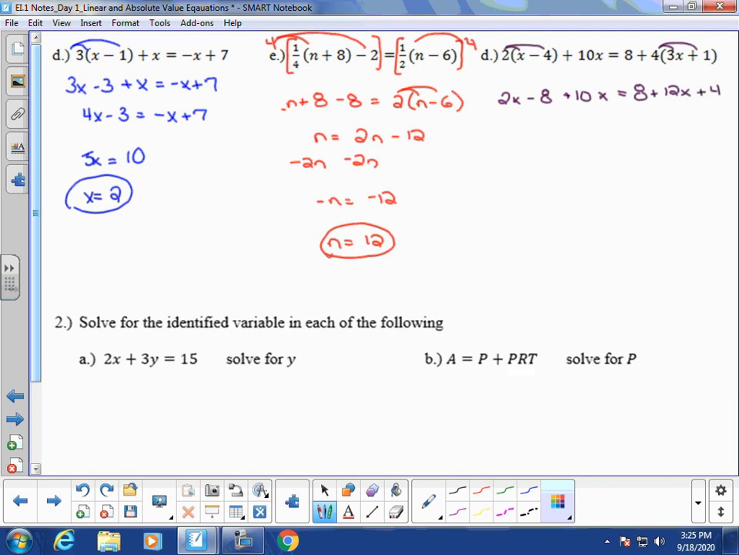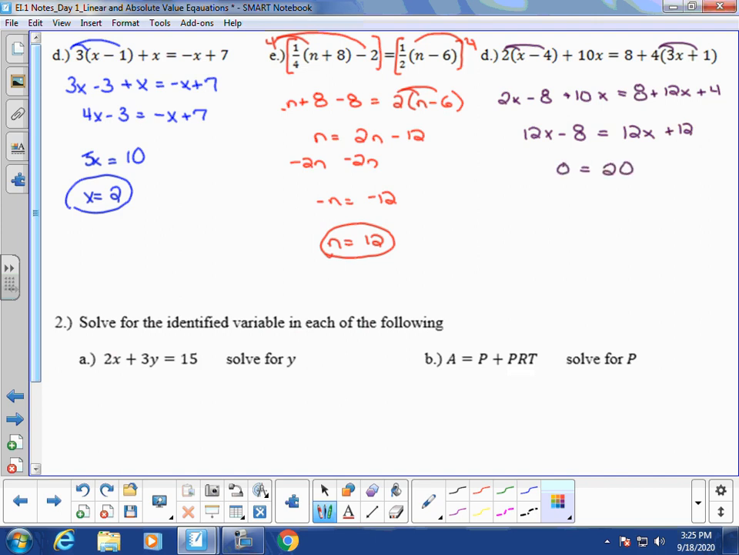And when I do, I have a simplified version of the equation. Now I can simplify further. On the left side, I can combine the 2x and the 10x to give me 12x, so I get 12x minus 8. And then on the other side, I can combine the 8 and the 4 to give me 12x plus 12. Now if I subtract 12x from both sides, that would be 12x minus 12x, which is 0 on the left, and 12x minus 12x, which is 0 on the right. I'm going to add 8 to both sides.